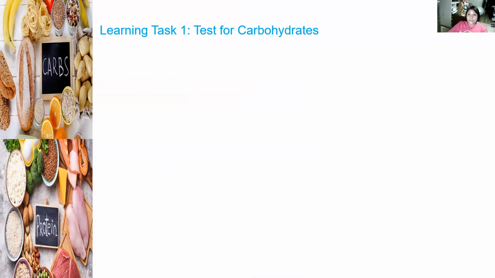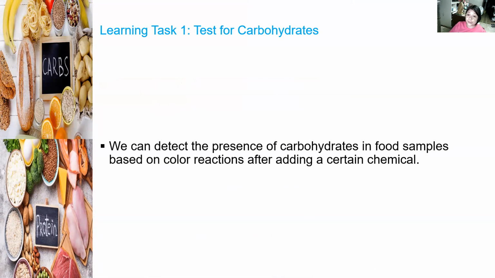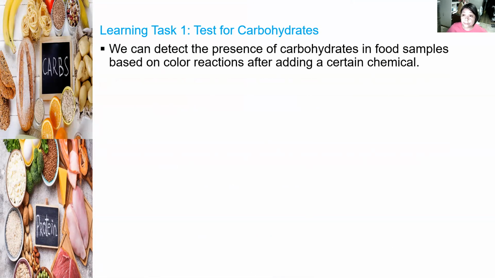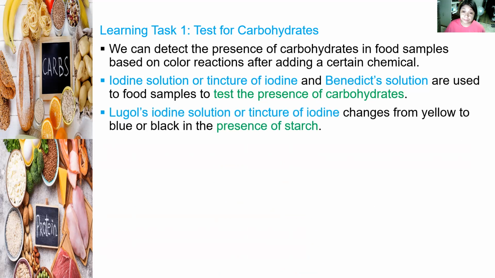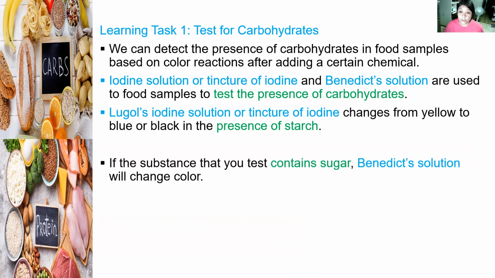So let us go with learning tasks, test for carbohydrates. We can detect the presence of carbohydrates in food samples based on color reactions after adding a certain chemical. Iodine solution or tincture of iodine and Benedict's solution are used on food samples to test for the presence of carbohydrates. Lugol's iodine solution or tincture of iodine changes from yellow to blue or black in the presence of starch.